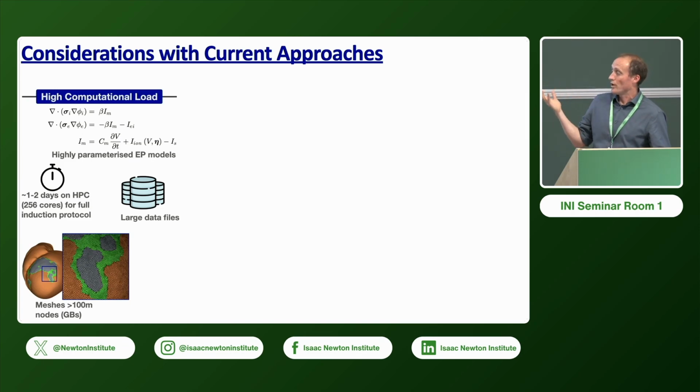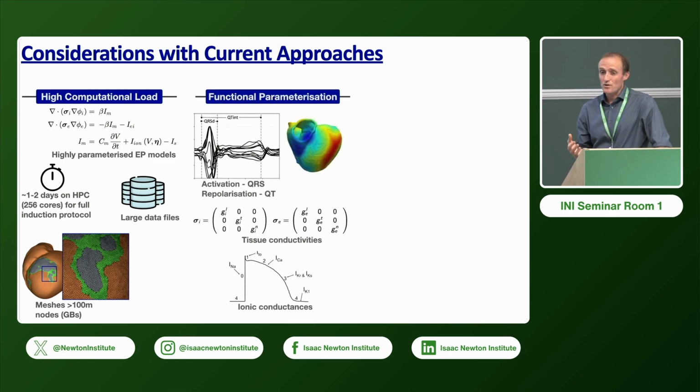Just for one heart, for the whole VT stim protocol, it can take 1 to 2 days on an off-site HPC, which might not be in keeping with the clinical workflow. It's not quite as much as Matteo's 5 centuries, but it's still quite a long time if you're thinking about a clinical workflow. The other thing is functional personalization.